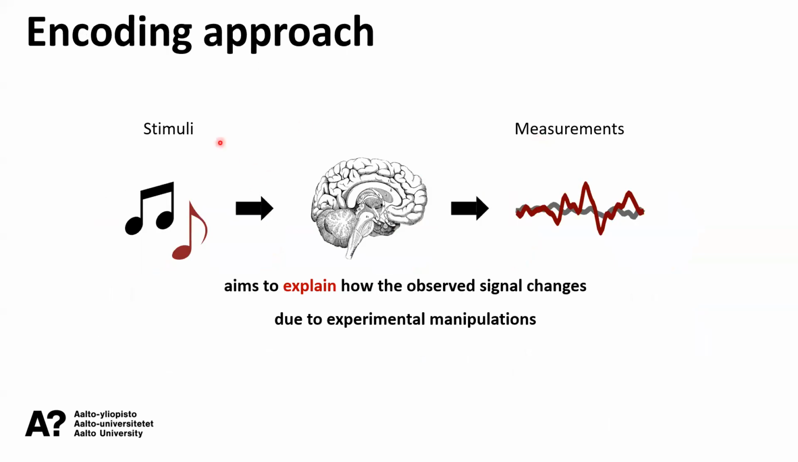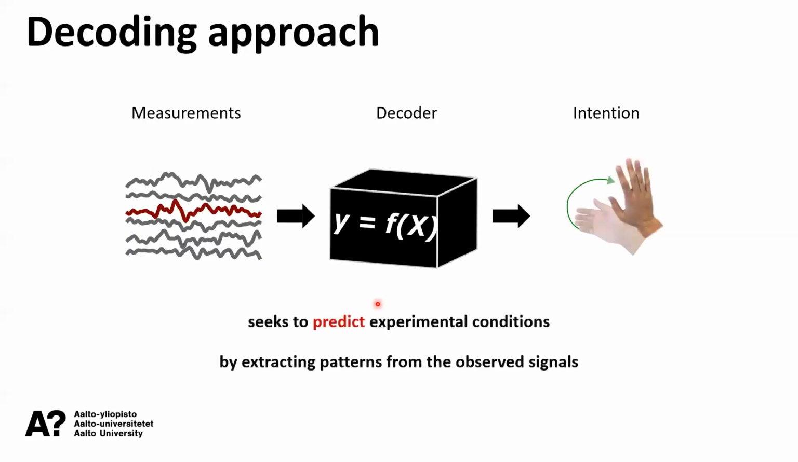The classical analysis usually goes that we present different stimuli and we measure brain responses to them. The goal of this analysis is to explain how the observed signal changes as a result of our experimental manipulation. So this is how we classically analyze the data without any machine learning. The alternative approach is to try to predict what is happening, for example if I intend to move my arm like this, directly from the measurements. This is where machine learning methods come in, and this is called a decoding approach as opposed to an encoding approach.